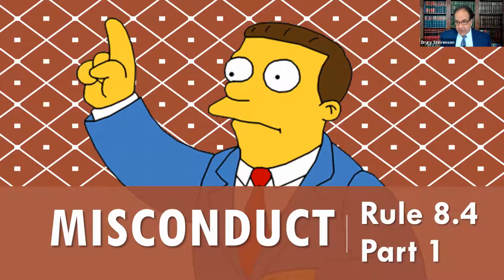And so we're going to break this into two videos so it doesn't get too long and do the first few sections in this one. And there will be a second follow-up video that's actually just for section G, which is long enough to be a standalone rule and is the most recent addition to this rule. So 8.4 is a general misconduct rule that covers a lot of different types of lawyer misconduct.